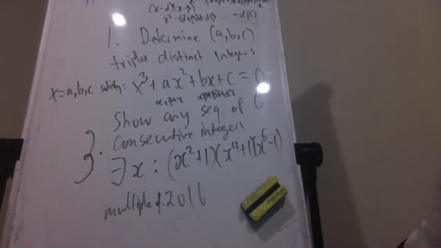Wait, what? I still don't understand what it's saying. Is it saying that if x equals, no, it's saying that A, B, and C are the roots of the equation, and the same A, B, and C are there. So they're solutions for x?